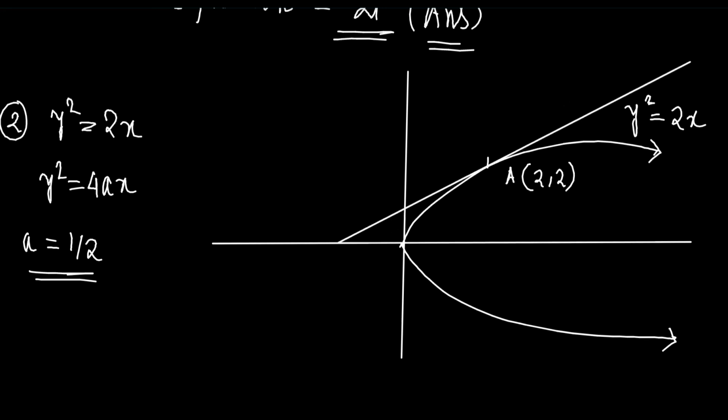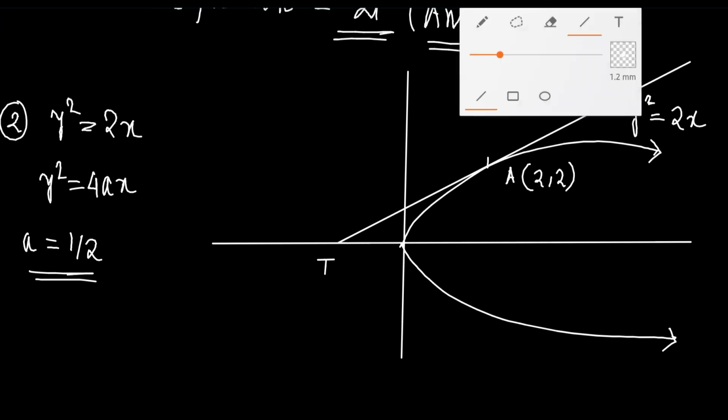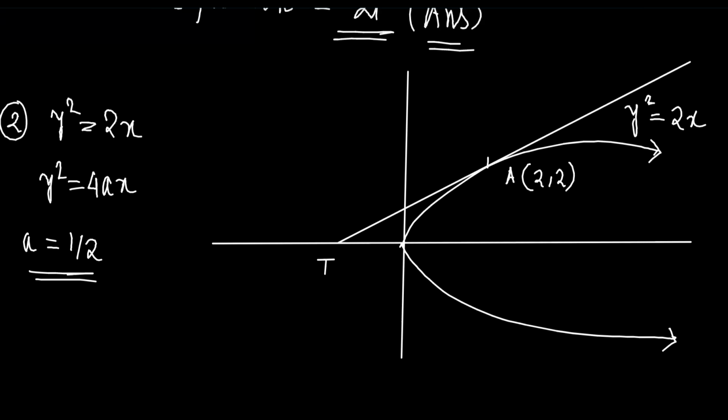Okay, now this is perfect. So this is a tangent drawn at this point. It is cutting the x-axis at the point T, and the normal cuts the parabola again. So here the tangent touches the parabola at (2, 2). Again, the normal is cutting the parabola again at point P.